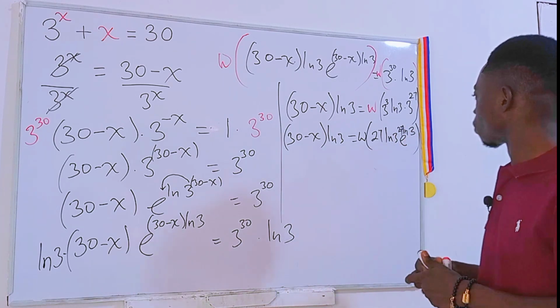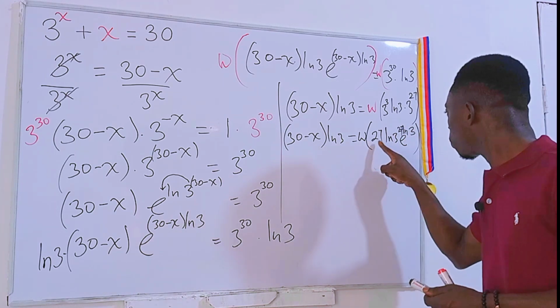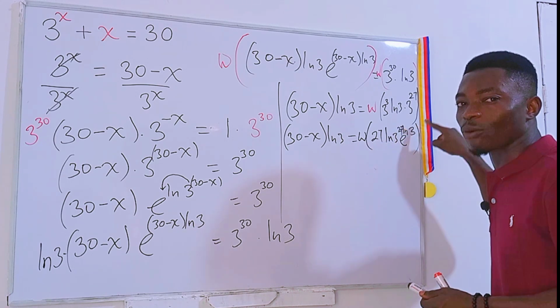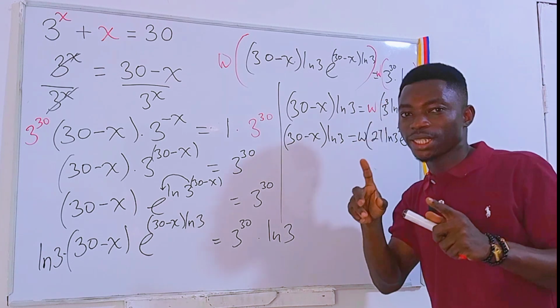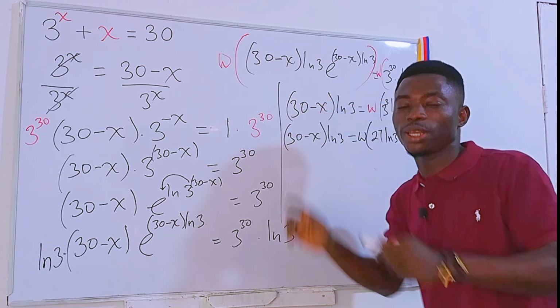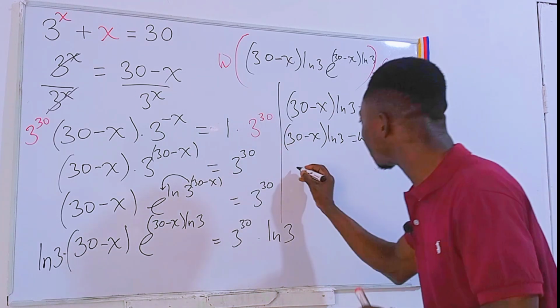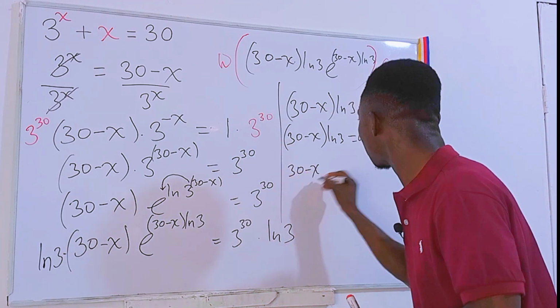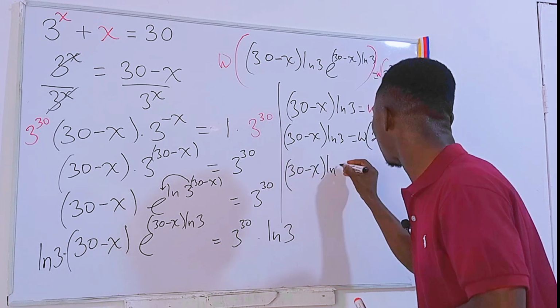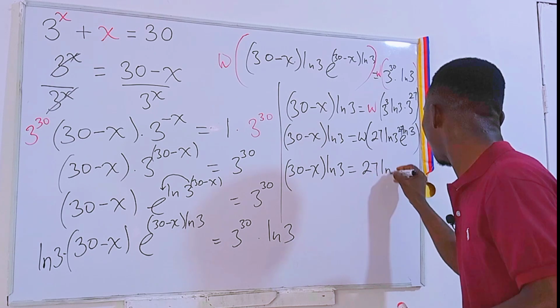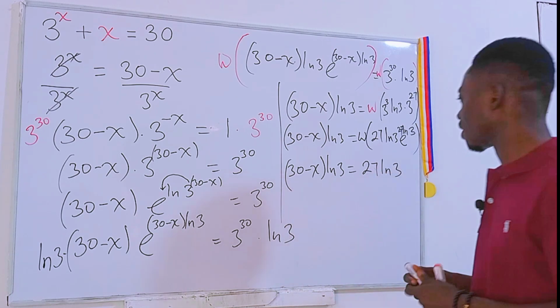And now check this out. We are talking about W. We have 27 ln of 3, e to the power 27 ln of 3. Remember, fish times e to the power the same fish will give us fish. So remember this. Therefore, we can write this as 30 minus x times ln of 3 is equal to 27 ln of 3, just like that.